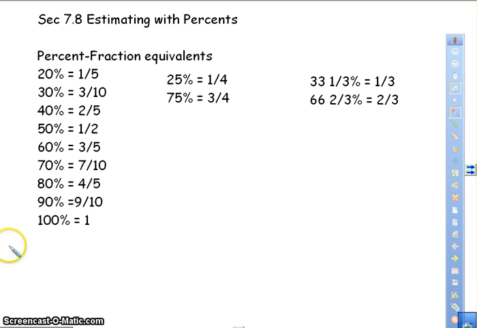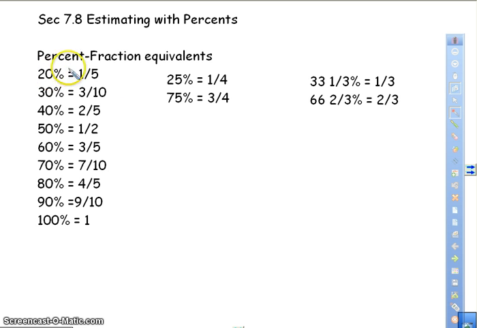Okay, so this is going to be important to make sure you write down because you're going to need this on the test, and since you get to use your notes on the test, you'll have all this information in front of you. If you don't have your notes, then you're obviously not going to be able to use it. So what these are are percent and fraction equivalents.